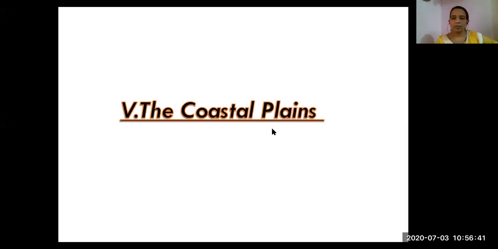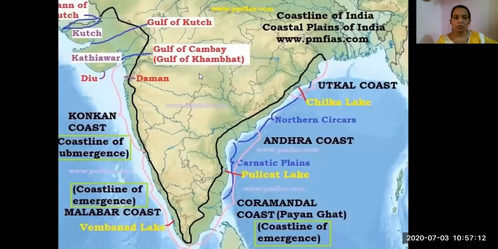The coastal plains. In the Peninsular Plateau, we have studied there are two ghats, the Western Ghat and the Eastern Ghat. Along with those ghats, there are also the coastal plains, one in between the Arabian Sea and the Western Ghat, and toward the east, the Eastern one in between the Eastern Ghat and the Bay of Bengal. About both of these coastal plains, we are going to see in this part.